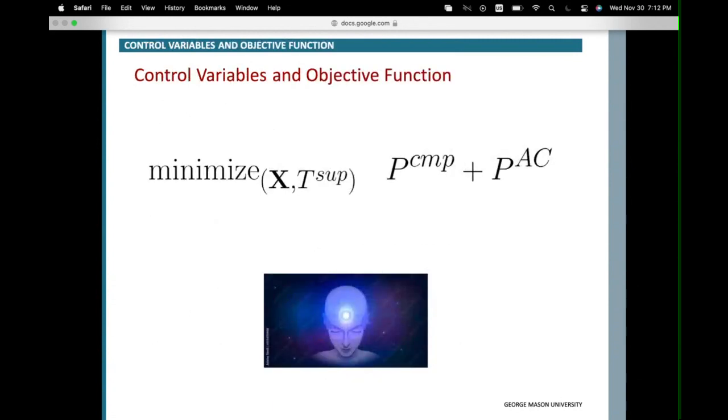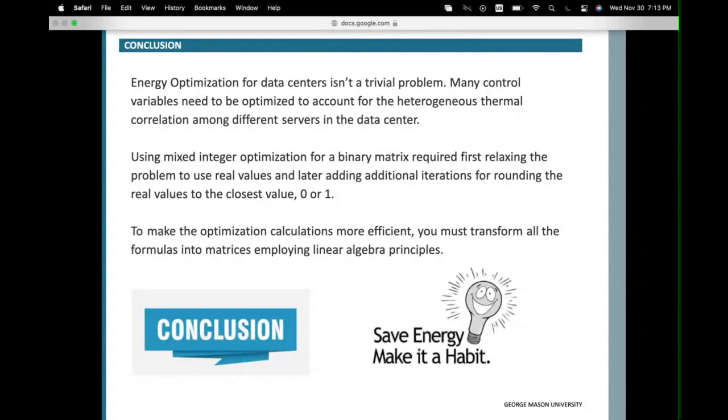So at the end, what we're trying to do is minimize the power computation using the control variables X and T supply. These are the control variables, and what we are trying to minimize is the power of the computations and the power of the AC: the consumption of the AC and the consumption of the machines doing computations. So this is what we're trying to achieve at the end. And that's it. That's the conclusion.